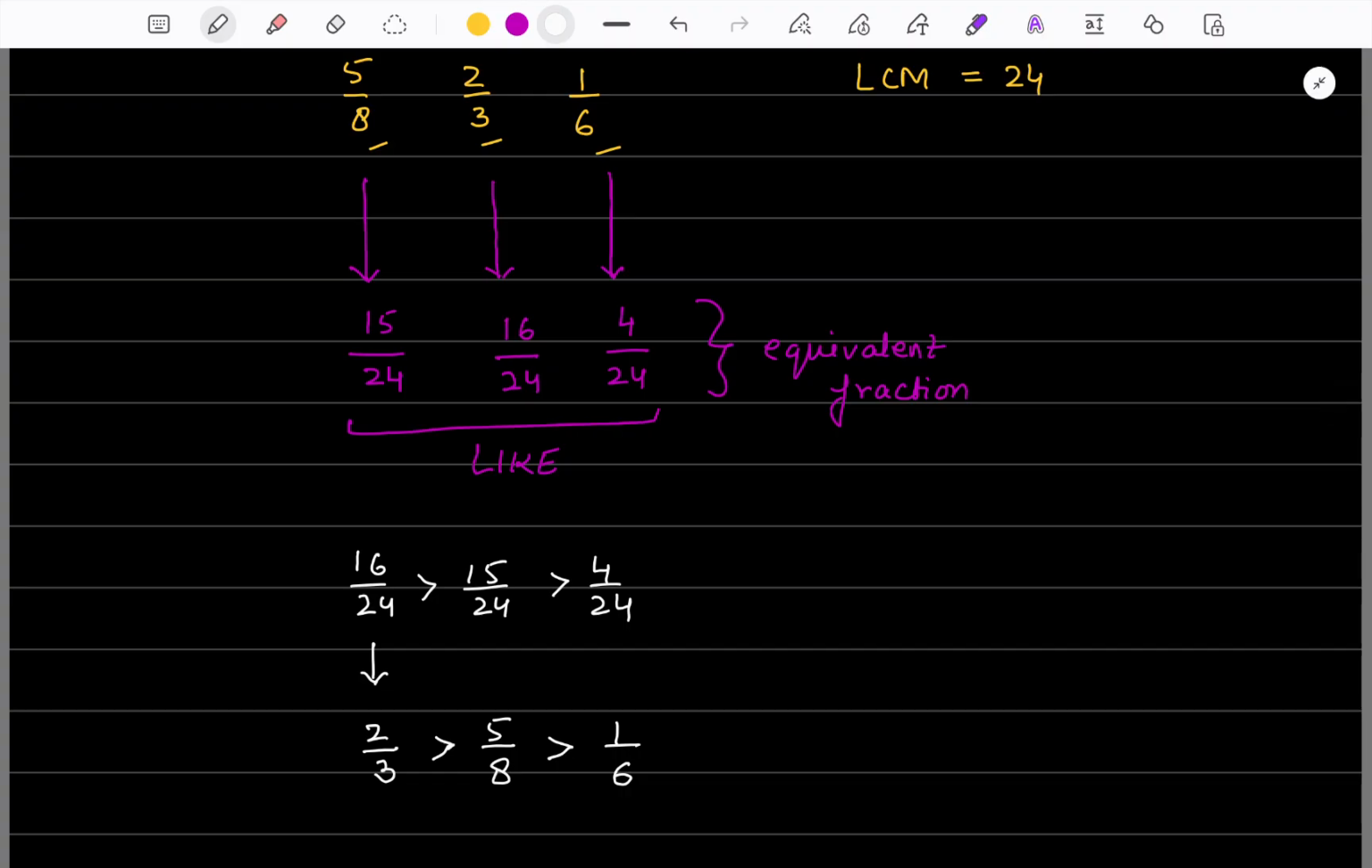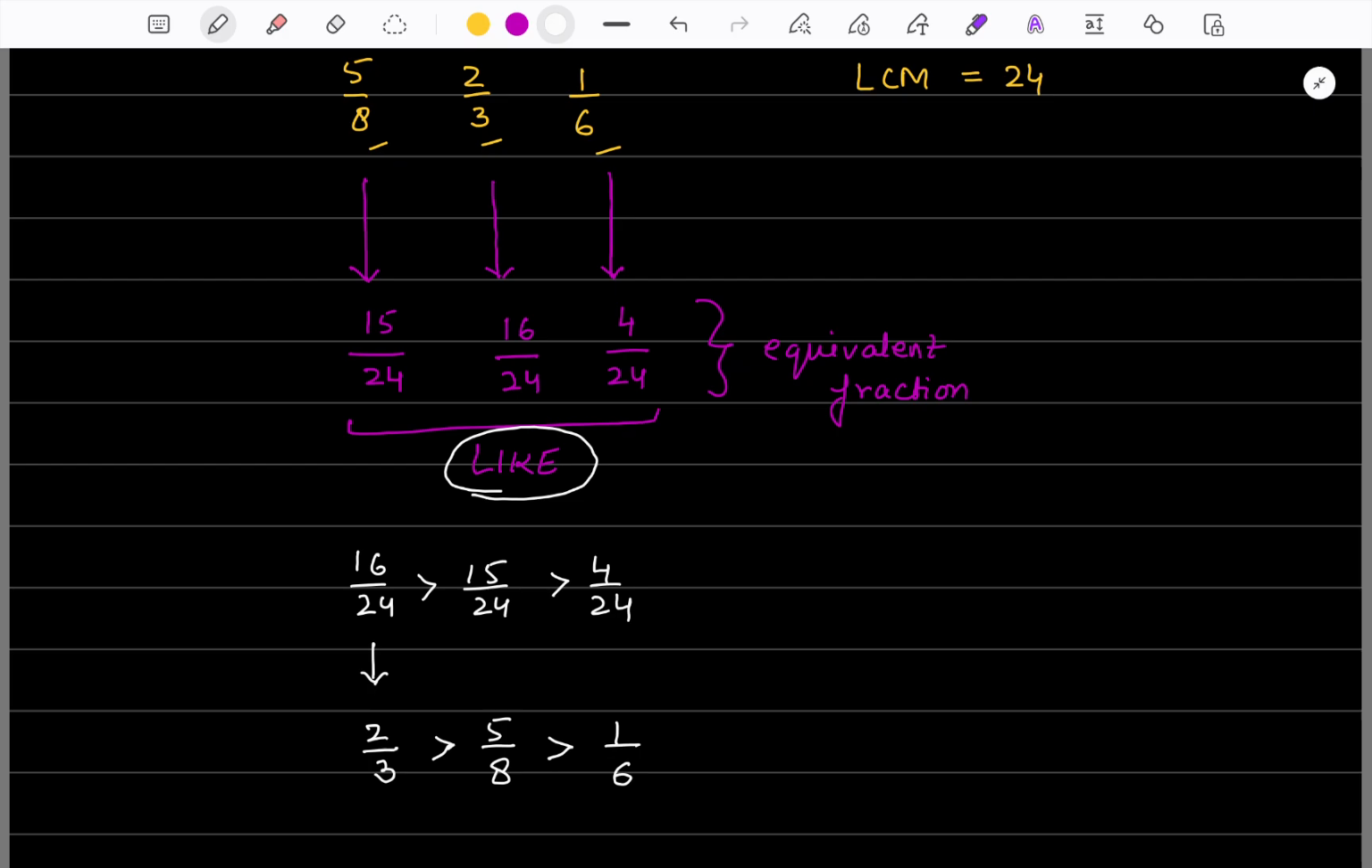Once we have the like fractions, we can simply compare their numerators to find out which one is bigger. So we discussed in all three methods of comparison of fractions. The first one was cross multiplication, when we are dealing with two fractions only. The second method was for comparison of like fractions, that is, simply compare the numerators. The third is for comparison of unlike fractions, and the method we just learned is to convert them into like fractions and compare their numerators.